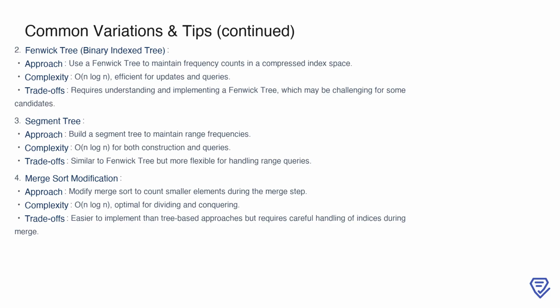Finally, a merge sort modification is another elegant solution. By modifying the merge step to count smaller elements, you can achieve optimal efficiency with O(n log n) complexity. This method is often easier to implement than tree-based approaches, but it does require careful handling of indices during the merge phase. Each of these methods has its trade-offs, so choose the one that best fits the context of the problem and your familiarity with the tools.